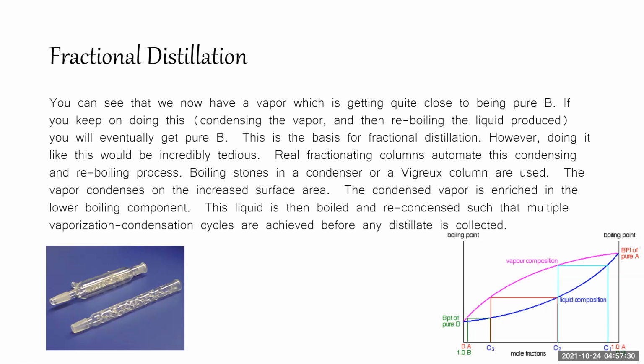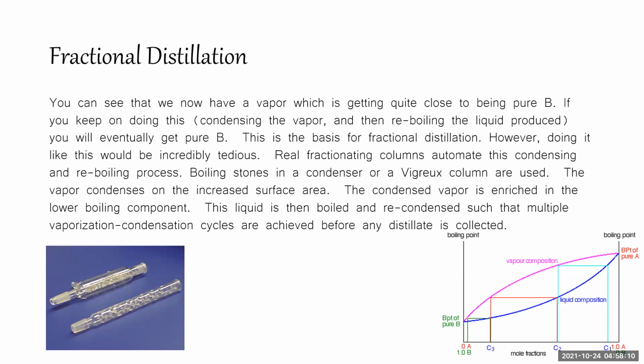And remember, a theoretical plate is a vaporization condensation cycle. Okay, so let's go ahead and read what it has here, make sure I've explained everything well enough. So you can see that we now have a vapor which is getting close to pure B. So after 3 vaporization condensation cycles, also known as theoretical plates, we're starting to get pretty close to pure B. So if you keep on collecting the condensate and purifying it, re-distilling it, eventually you will get pure B. That is the basis for fractional distillation.